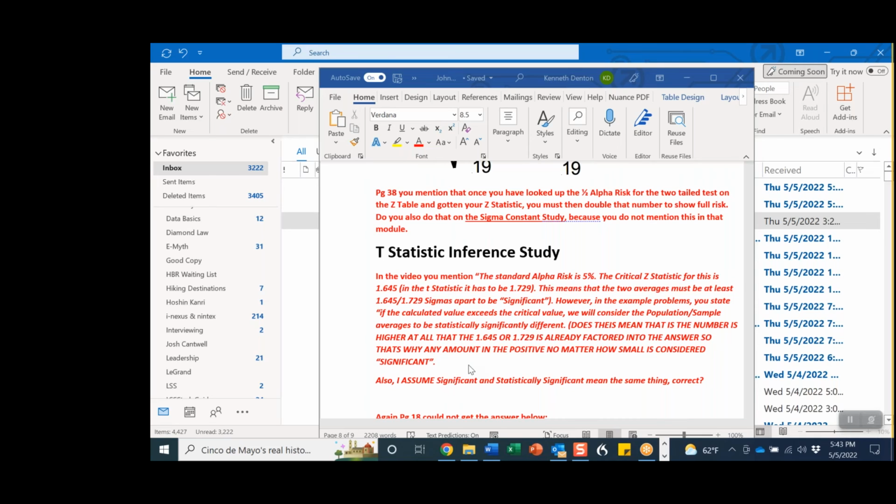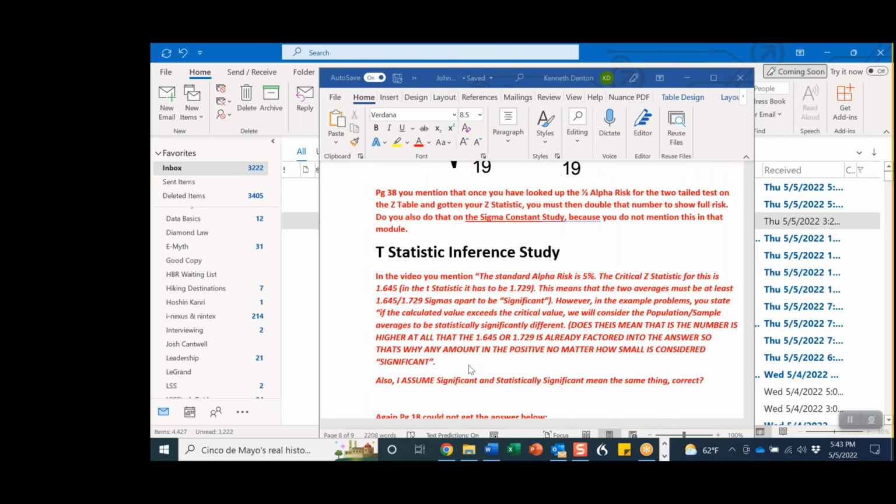Let's say your calculated was 1.8 and your critical was 1.645. Because your calculated of 1.8 is greater than your critical of 1.645, it's statistically significant. Now let's do it the other way. I calculate my statistic and it's 0.2 and my critical is 1.645. So my calculated is less than my critical because 0.2 is less than 1.645. Then it's statistically insignificant.